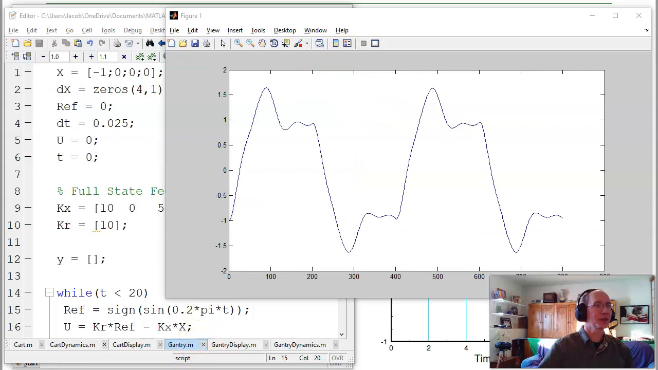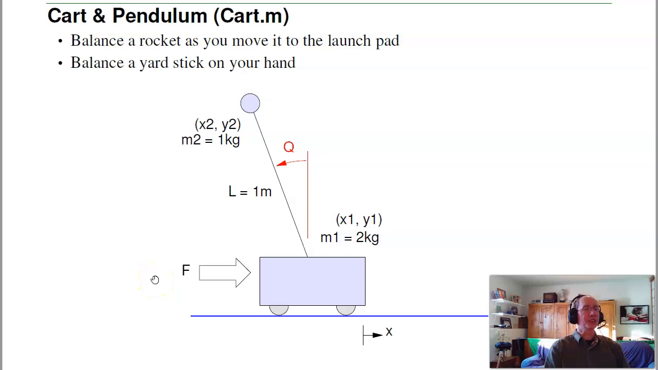Now let's go on to a cart and pendulum system. A cart and pendulum system is exactly the same as a gantry system, just change the direction of gravity, so that rather than gravity trying to pull this down, gravity is in the opposite direction, trying to make it fall. This is analogous to trying to balance a rocket as you move it over to the launch pad, or balancing a yardstick on your hand.